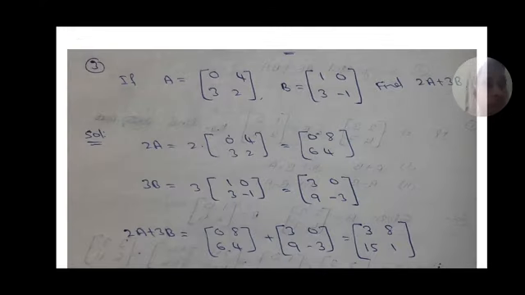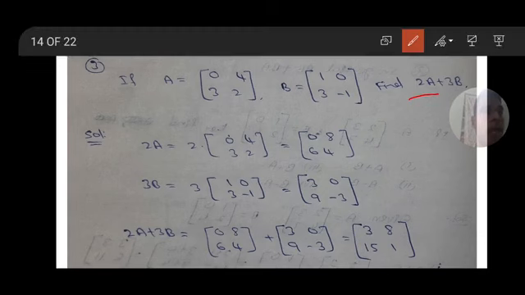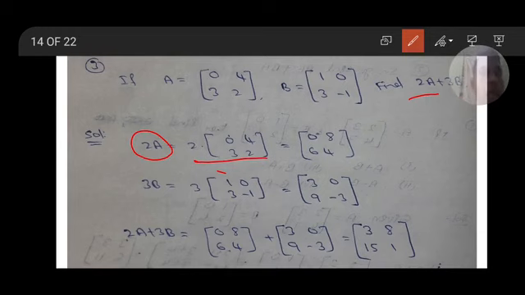Next problem. If A equals the 2 by 2 matrix 0, 4, 3, 2, and B is 1, 0, 3, minus 1, find 2A plus 3B. First 2A, 2 into matrix A. Every element is multiplied with 2: 2 into 0, 0, 2 into 4, 8, 2 into 3, 6, 2 into 2, 4. So 0, 8, 6, 4. 3B: every element is multiplied with 3, giving 3, 0, 9, minus 3.